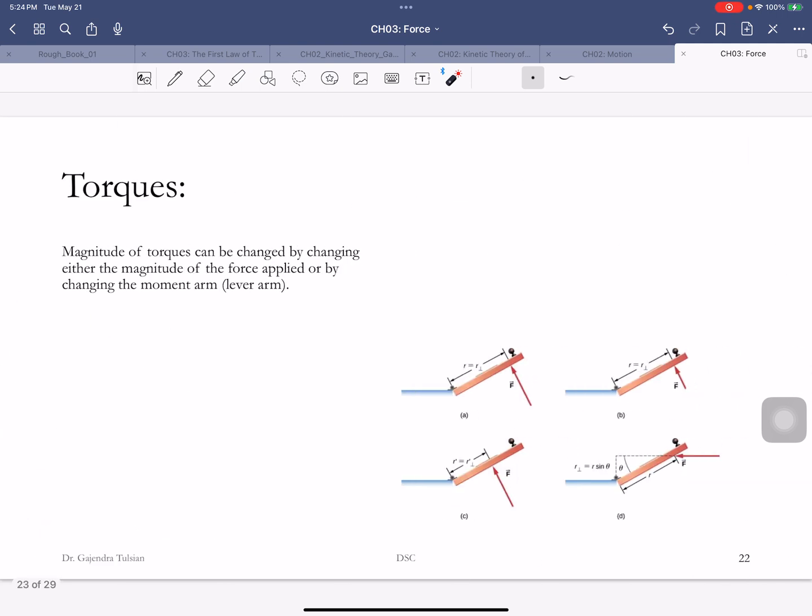For instance, in this case, you're calculating the torque about this point, there's the force, there's the lever arm. In this case, the lever arm is the same, but the force is smaller. If you apply the same force here, the lever arm is smaller, and the torque is smaller. So it's better to open a door by pushing it there rather than there.